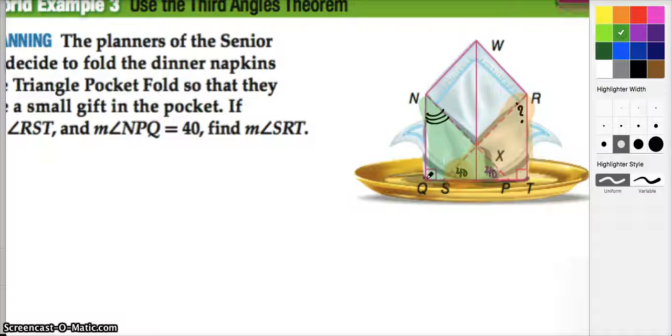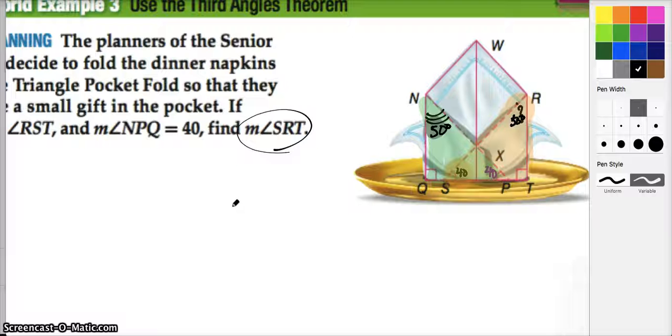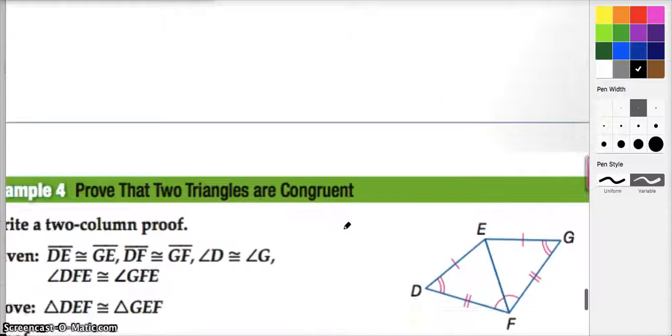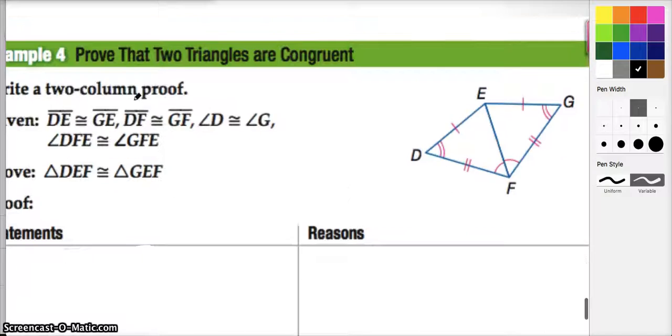So this is 40, this is 90, this one over here has to be 50, and I'm going to write 50 not with a highlighter. It has to be 50 degrees. And if that's 50 degrees, check it out. This is 40, this is 90, this also has to be 50 degrees. So we found SRT, the measure of SRT is 50 degrees, and we found it by using the third angle theorem.